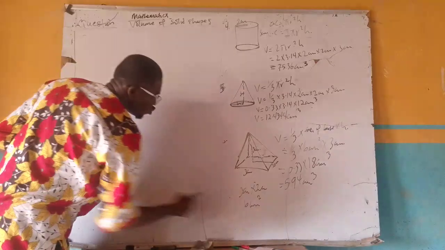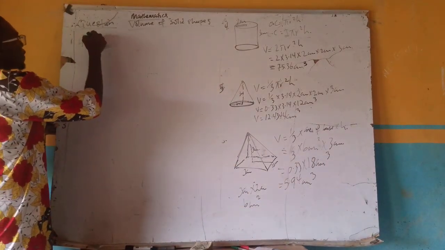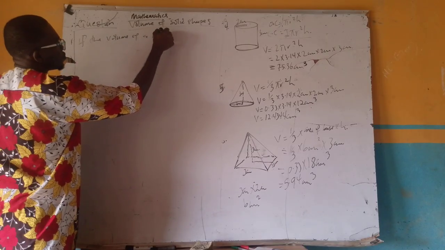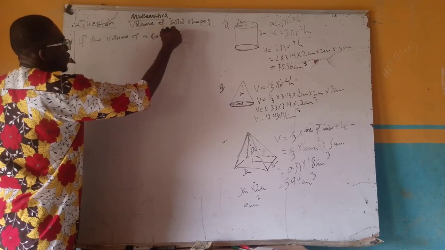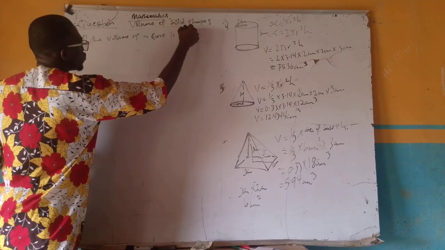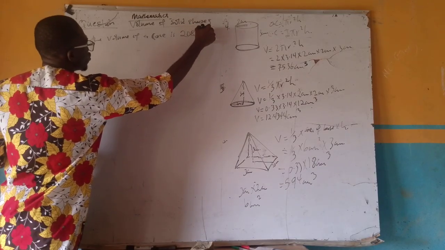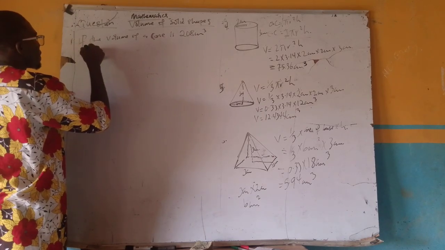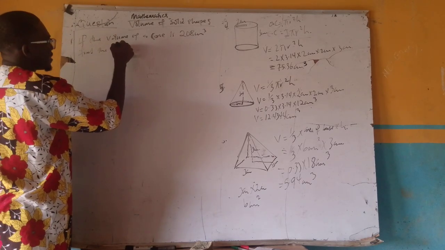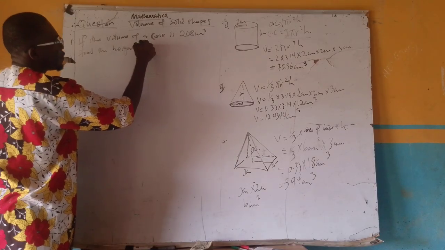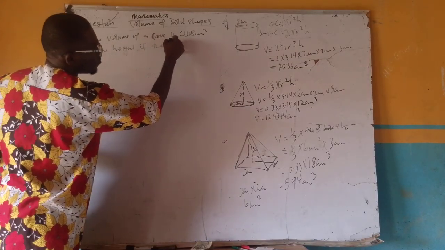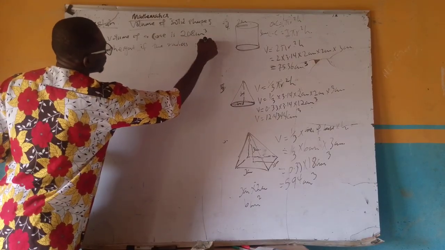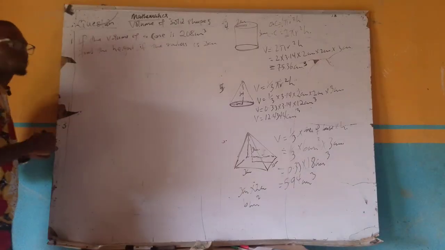If the volume of a cone is 208 centimeter cube, find the height if the radius is 3 centimeter. So this is the question.